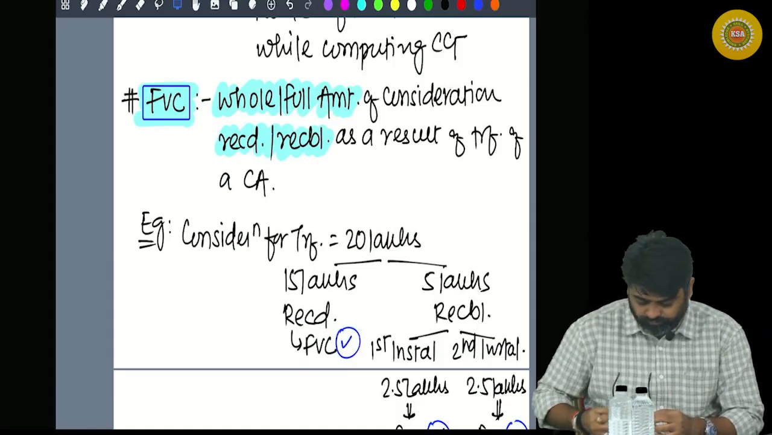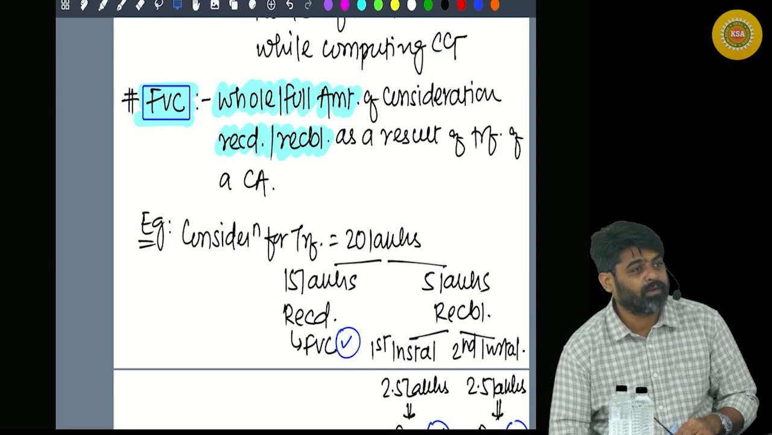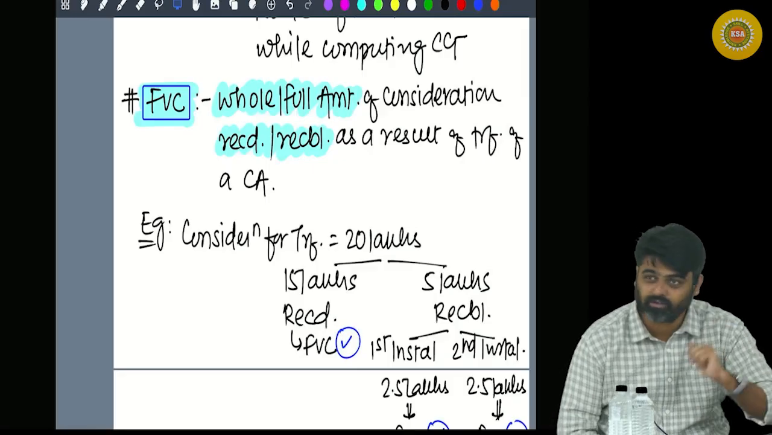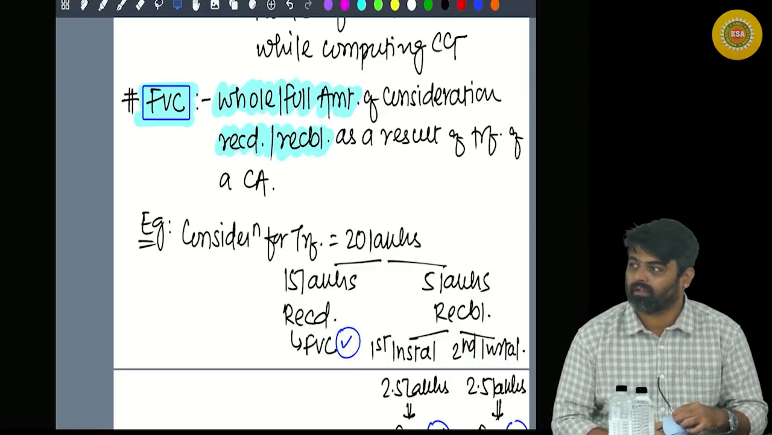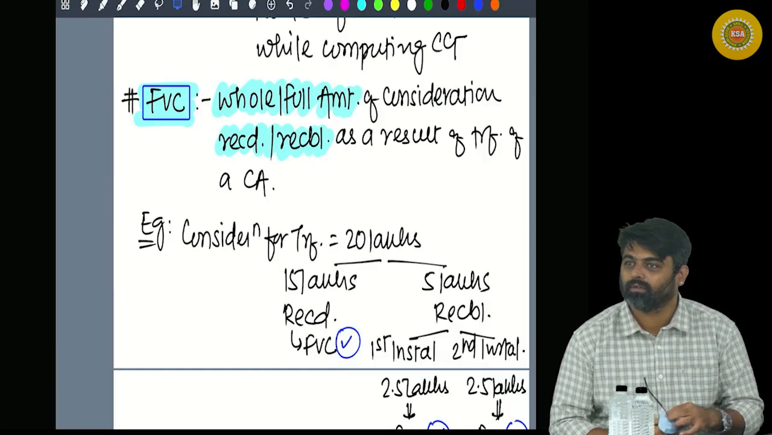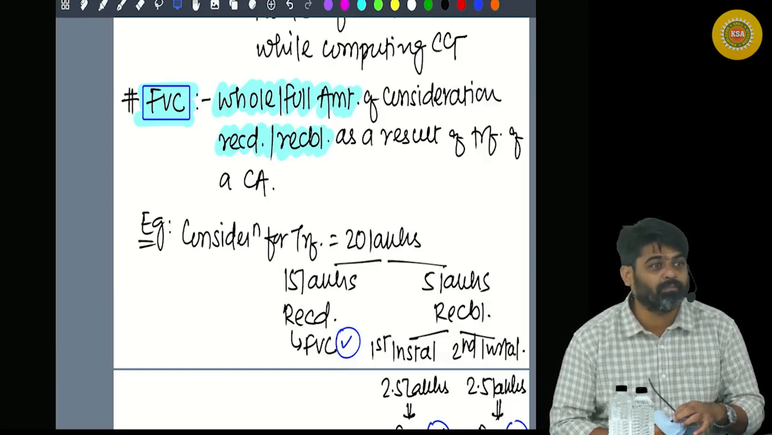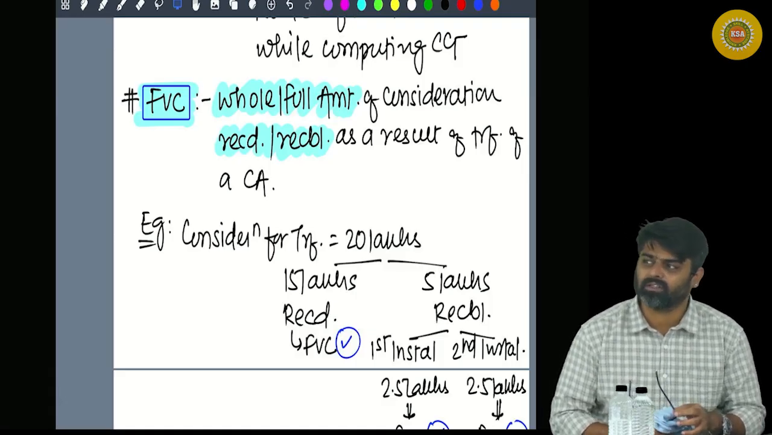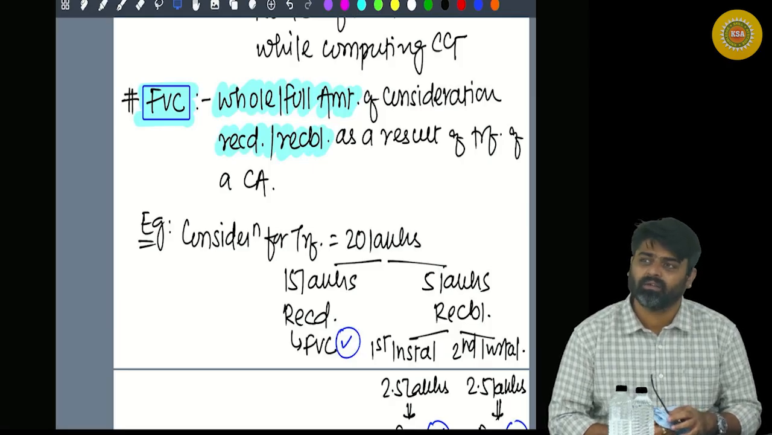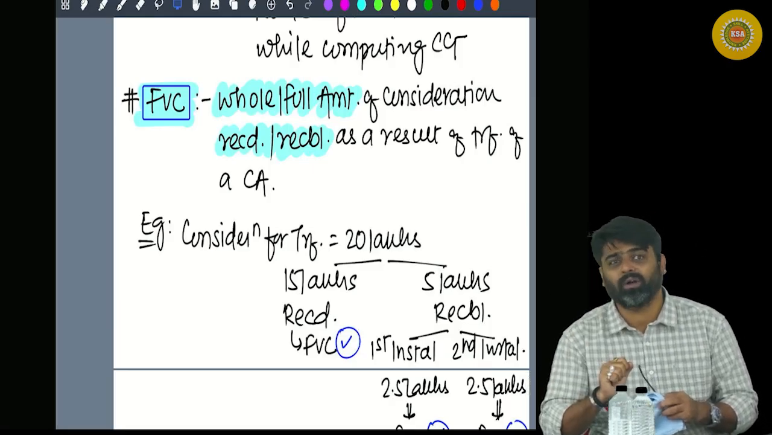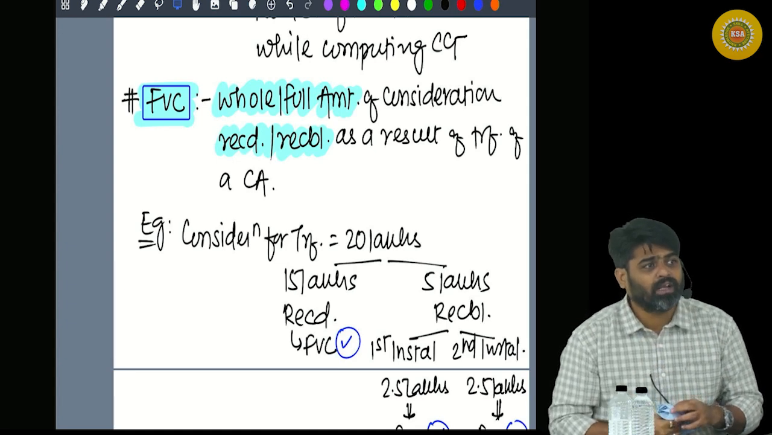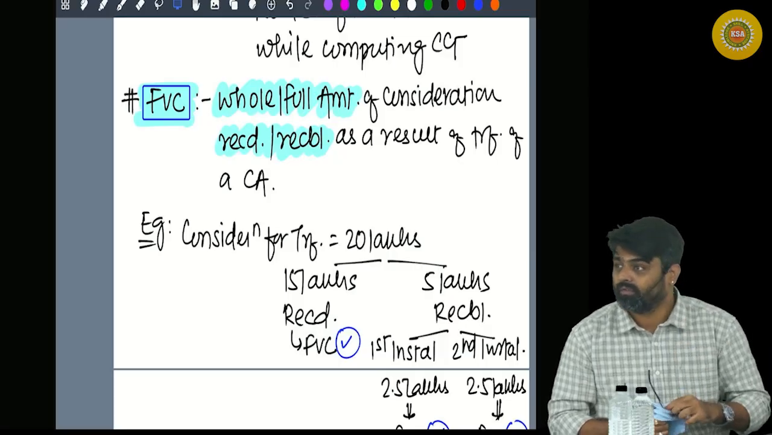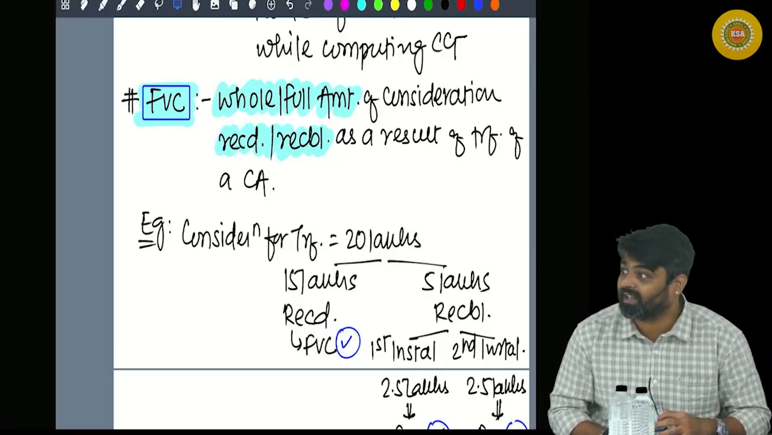So what will the government charge as your income? 30 lakhs, meaning the actual sale consideration, or 45 lakhs, the stamp duty value? If the difference between both of them is more than 10% of your sale consideration... what was your sale consideration? 30 lakhs. 10% of that is 3 lakhs. The difference between the stamp duty value and sale consideration is 45 minus 30, that is 15 lakhs. In that case, the difference is more than 3 lakhs.